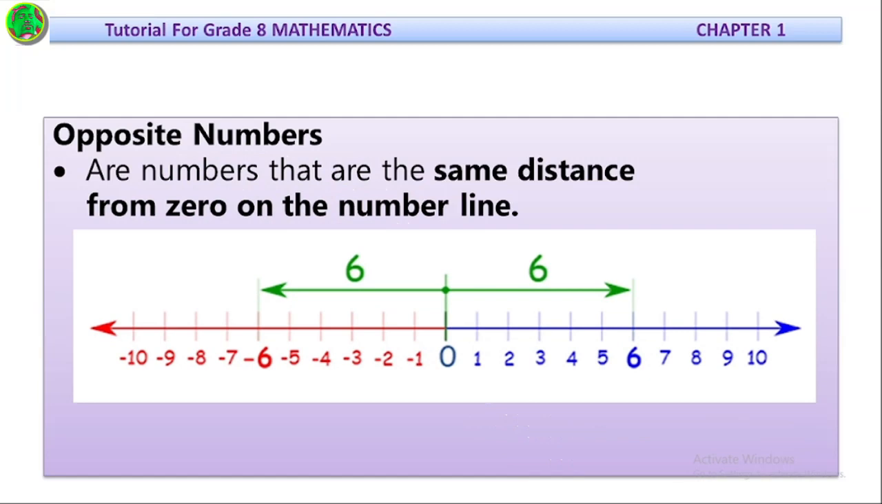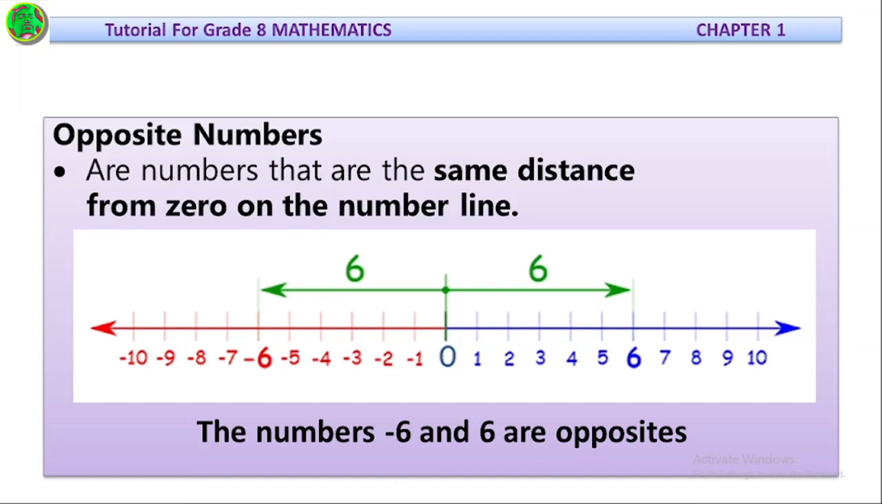This is also another example. We can also locate number 6 and negative 6 from 0. So from 0 when we count positive 6 to the right side of 0 and also we can count 6 to the left side of 0, so we can get negative 6. So negative 6 and positive 6 are opposite numbers according to the definition.